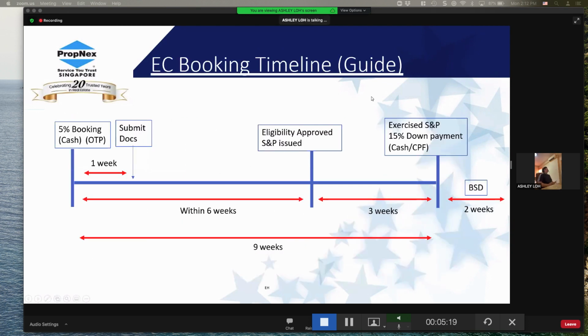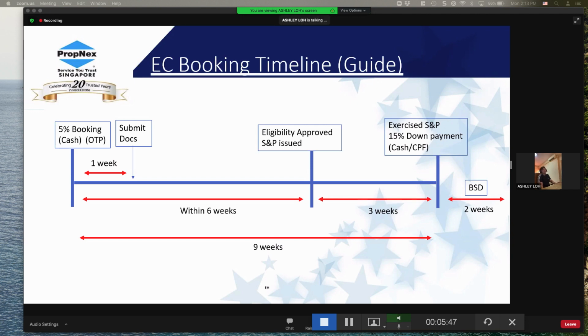Now, this entire timeline over here is just a general timeline. It's not always like this, but on average, this is more or less the common scenario. From the moment you put that 5% booking, the OTP, whether it's through a cheque, transfer or cashier's order, etc., you have 1 week to actually submit all the documents.